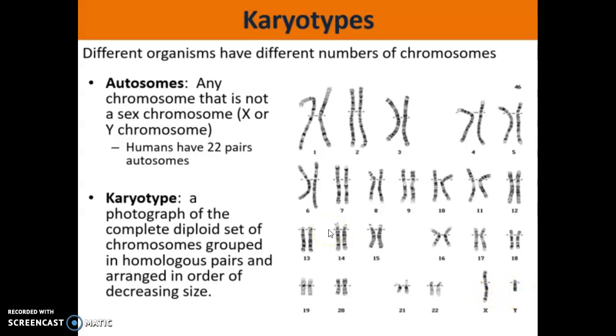Okay. So, a karyotype is a photograph of the complete diploid set of chromosomes grouped in homologous pairs and arranged in order of decreasing size. So, chromosome pair number 1 is going to be the pair of largest chromosomes, and then chromosome pair number 2 is going to be slightly smaller, and then 3 is going to be slightly smaller than that. Our 22nd pair of chromosomes are going to be our smallest pair of autosomes. Now, it gets decreasing order until we get to the X and Y chromosome. That's the one exception. Your X and Y chromosomes are always your last pair, even though your X chromosome is a relatively large chromosome.